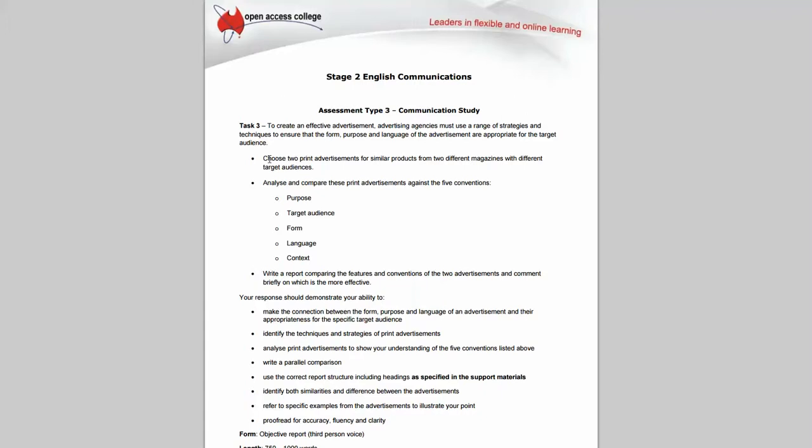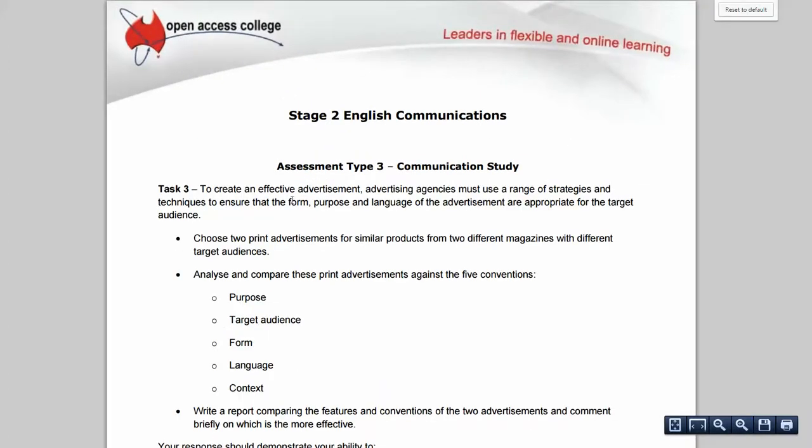We are looking at this. You choose 2 print advertisements from similar products from 2 different magazines with different target audiences, and you're going to analyze and compare them against these, and then write a report comparing the features and conventions of the advertisements. Now, I will do another of these files to tell you exactly what to do, to remind you when Jess and I have finished teaching it to you, but it's really, really important that you get this first. It is two print advertisements.